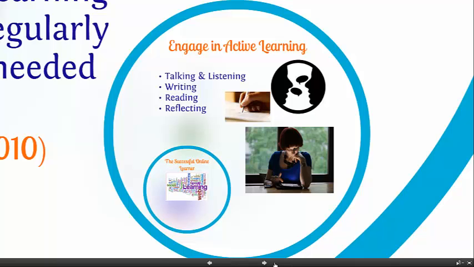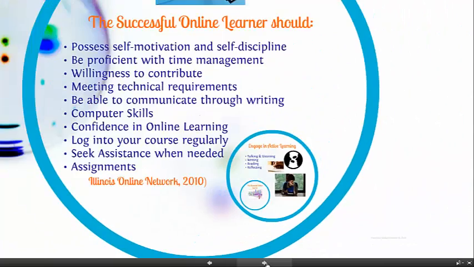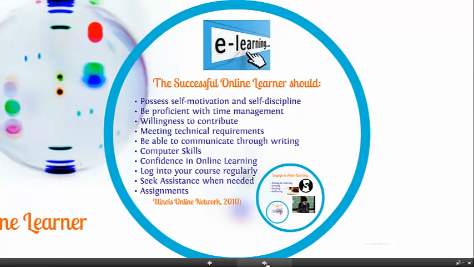reading, and reflecting. In addition to being an active learner, the successful online learner should also possess self-motivation and self-discipline. Since the online environment lacks much of the structure present in the face-to-face class, you must be self-directed and exercise real commitment when adhering to deadlines and completing assignments. Success in the online course requires commitment and discipline. Keeping up with class and completing all work on time is essential. That means being proficient with time management.